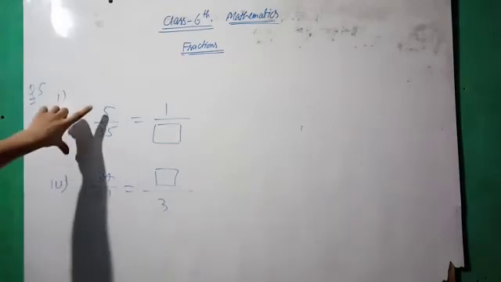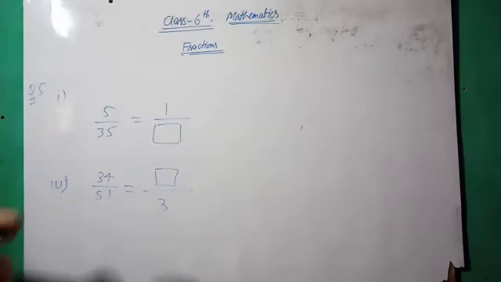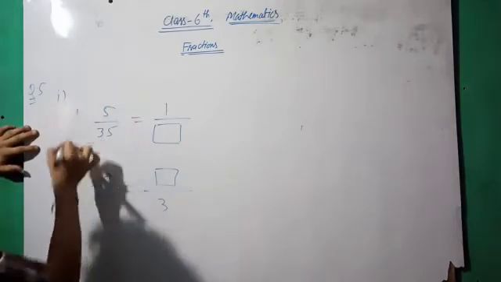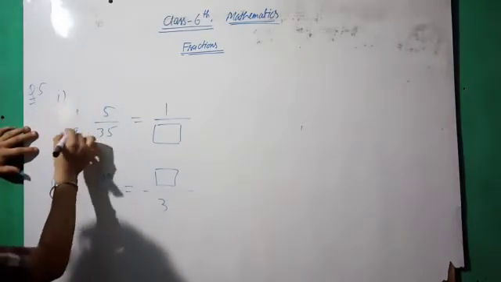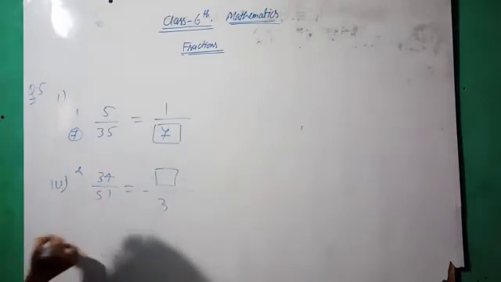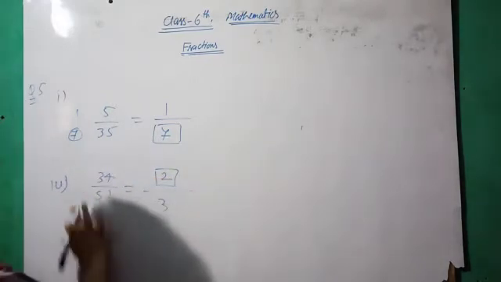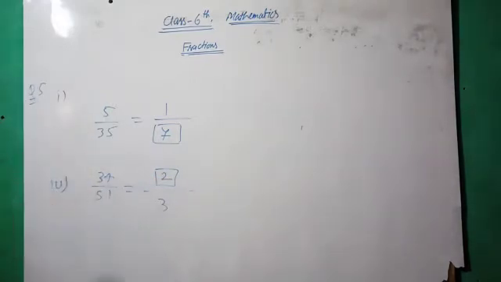So we just have to divide these two numbers with the help of a common factor. The common factor is 5. 5 1s are 5 and 5 7s are 35. So the box is filled with 7. Now here, 17 2s are 34 and 17 3s are 51. So 3. So here it is. Very simple question. Now the second and fourth parts are your homework.